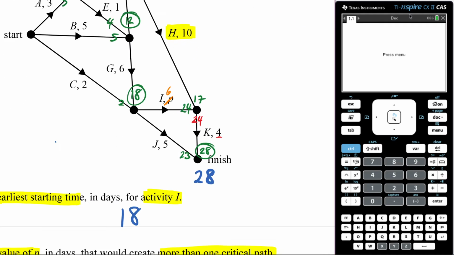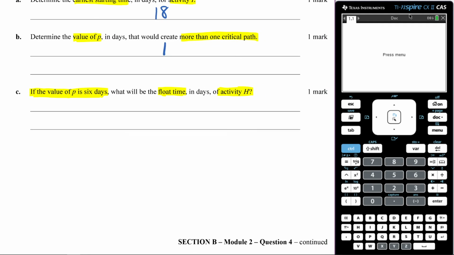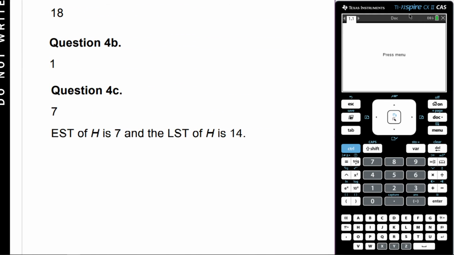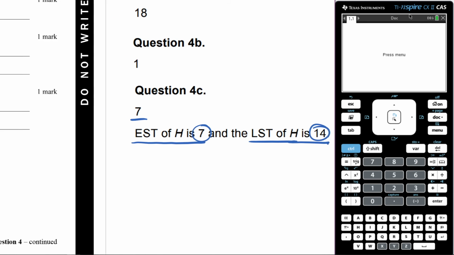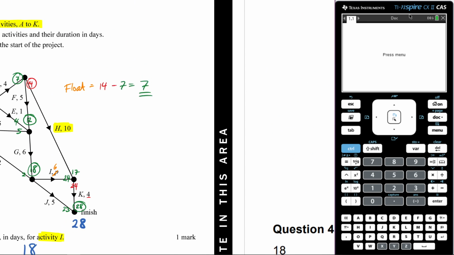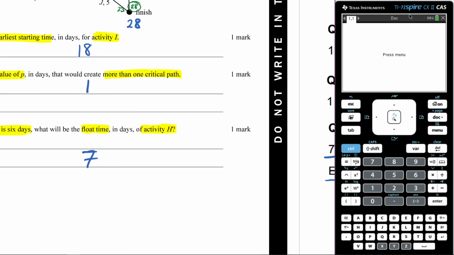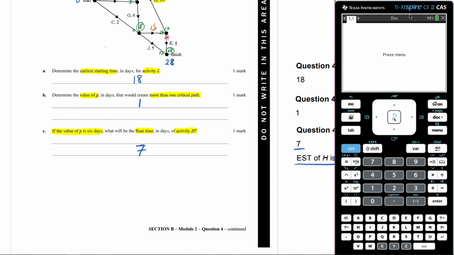All right, so now I want to come here and I want to say that the float time is going to be 7. Let's look at our examiner's report. There it is. The EST of H is 7 and the LST of H is 14. And as you can see, they just went 14 minus 7 to get their answer. And that's exactly what we have shown there. We've got 14, we've got 7. So hopefully that has made sense on how we have approached those questions.